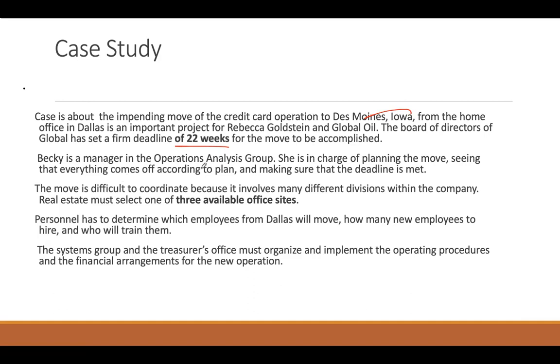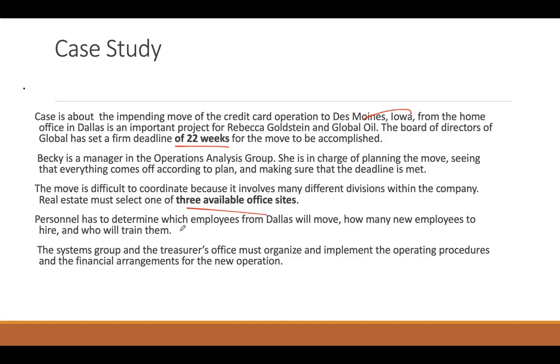And Becky is a manager in the operations analysis group. She's in charge of planning the move, seeing everything. Basically, she's been given the responsibility to make this transition, or this project, successful. Okay, so there are many things involved. First thing is that there are three available office sites. Out of those three sites, one site would be selected. Okay, and there are many departments involved in this move.